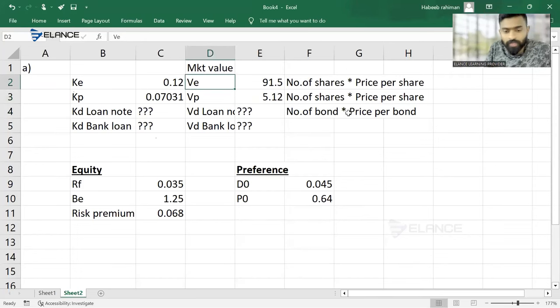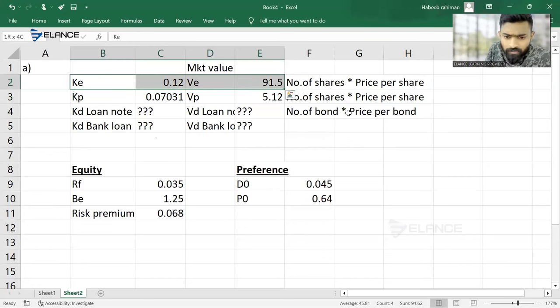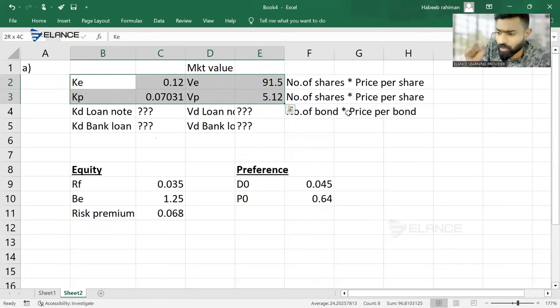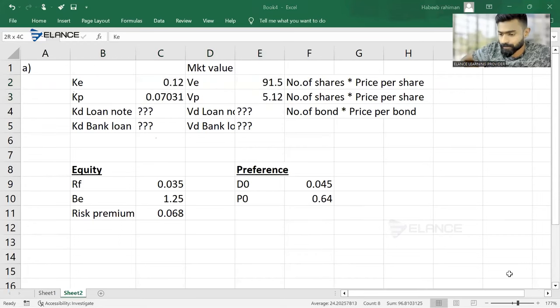So we solved for KE, VE. We are done with KP, VP. I'm giving you 30 seconds to complete till this point. In case you have any doubt till this point, you can ask in the comment box. I'll wait.